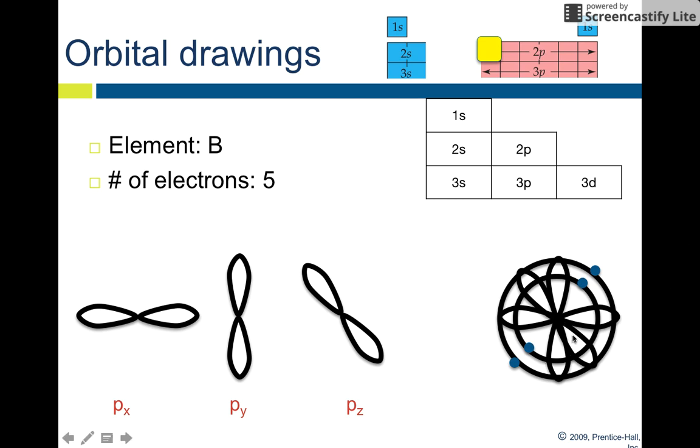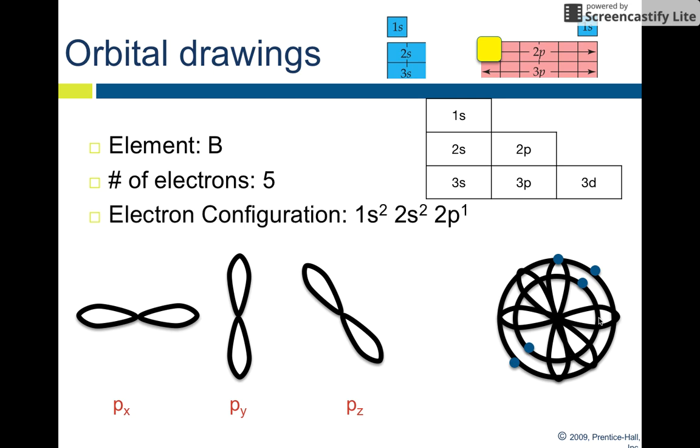I've already filled up 1s and 2s, so now I need to put my 2p electron. It doesn't matter which of these it goes into, I'll just place it there at the 12 o'clock position. So our electron configuration now is 1s2, 2s2, 2p1.